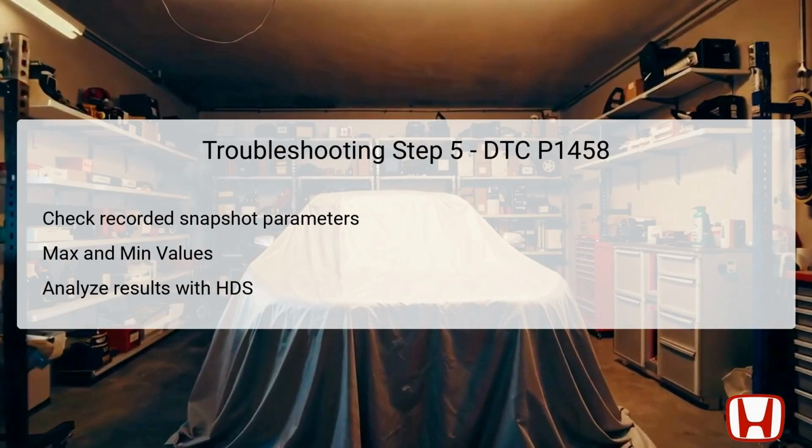In this final troubleshooting step, you will check the recorded snapshot parameters again using the HDS tool. Specifically, you will focus on the max and min values of the FTP sensor, known as FTP sensor fine. This analysis is critical because it permits a comprehensive examination of whether the FTP sensor is changing states and responding correctly based on fuel tank pressure changes.